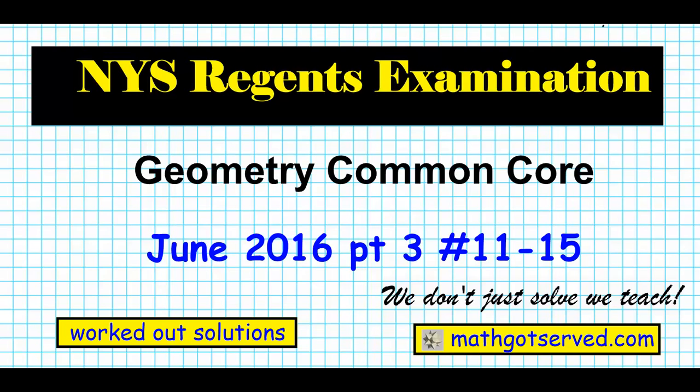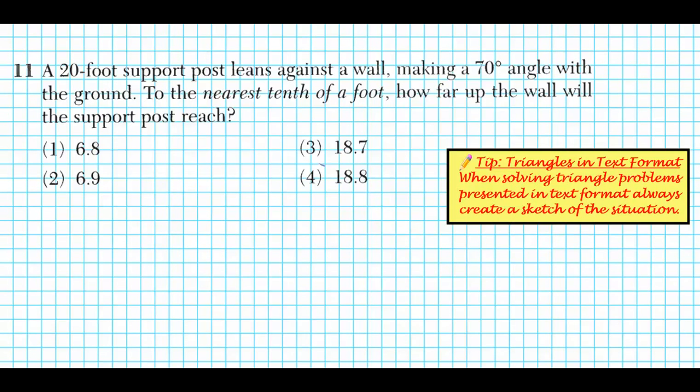In this clip, we're going to be going over problems 11 to 15 of the Geometry Common Core New York Regents exam for June 2016. All right, let's take a look at question number 11. It reads, a 20-foot support post leans against a wall, making a 70-degree angle with the ground. To the nearest tenth of a foot, how far up the wall will the support post reach?